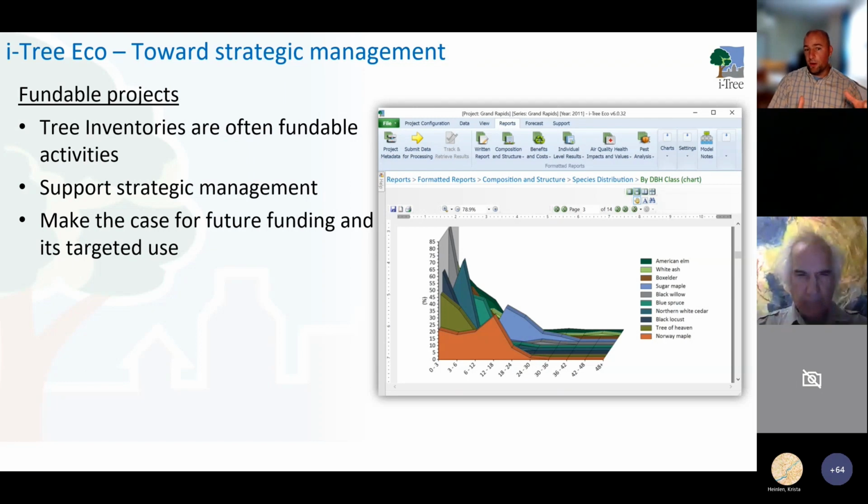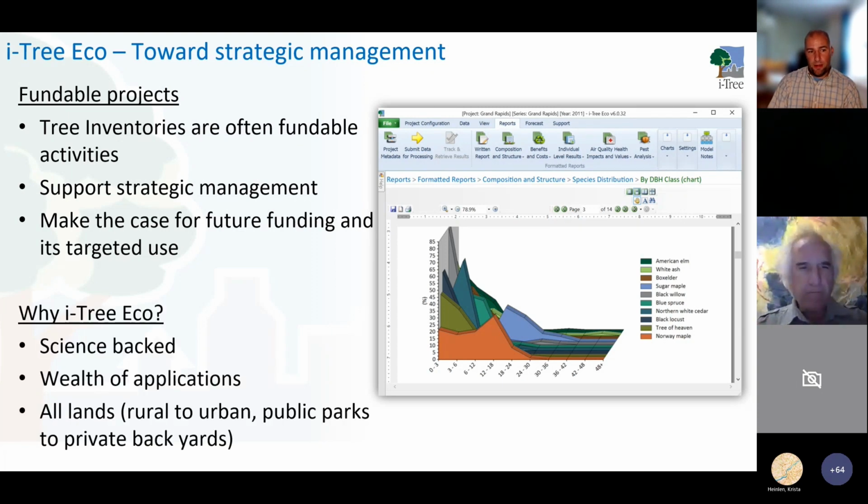So if you want to get more of that information, if you were in the city of Tempe and you wanted to go from public lands to understanding what's going on on private property, you could ask for a grant for an iTree Eco project. So understanding how iTree Eco works, knowing that you can do that sort of thing, and knowing everything that comes out of it is super valuable.